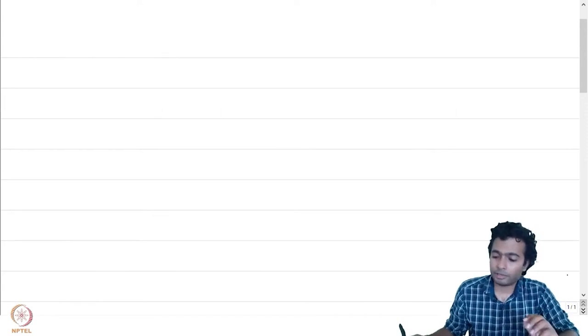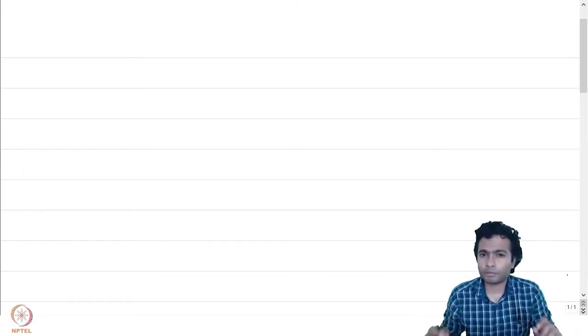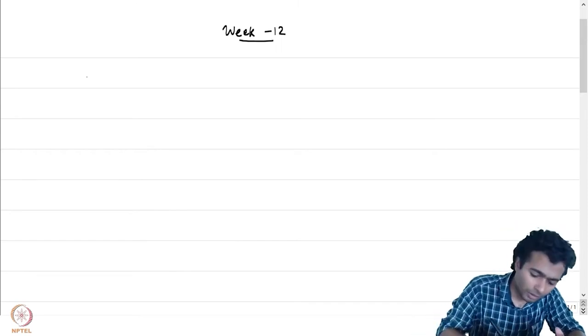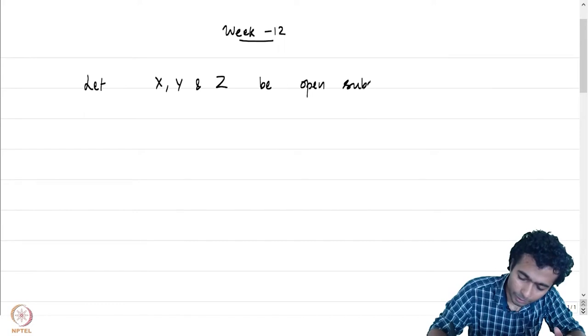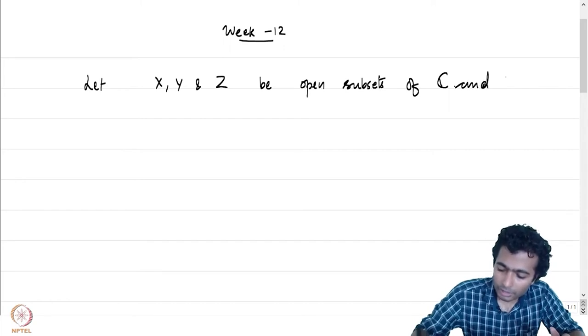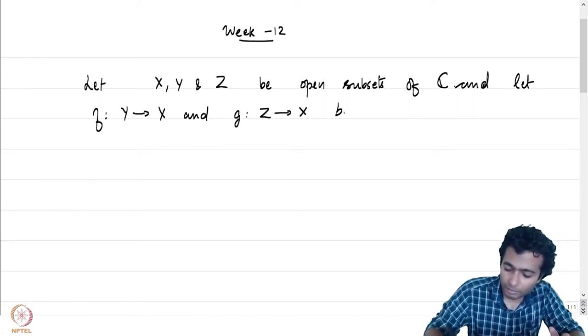In this lecture, we will define what is meant by the lifting property of maps, and we will prove some properties of lifts. So, let me start by defining what is meant by lifting. Let X, Y, and Z be open subsets of C. No need to impose the condition of connected yet. And let f from Y to X and g from Z to X be continuous maps.